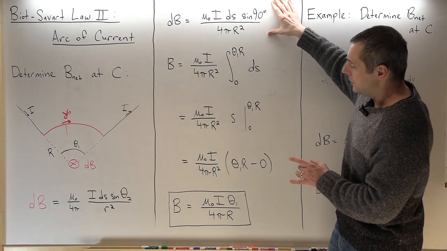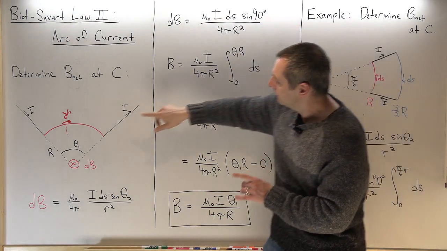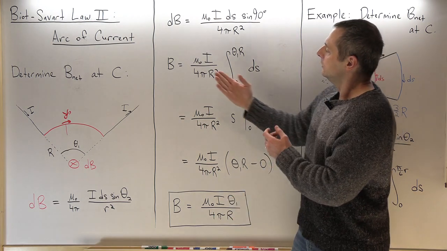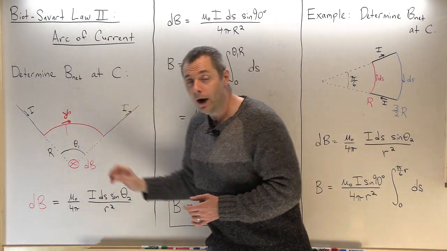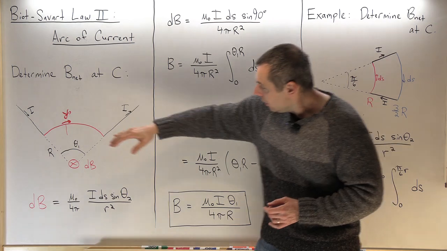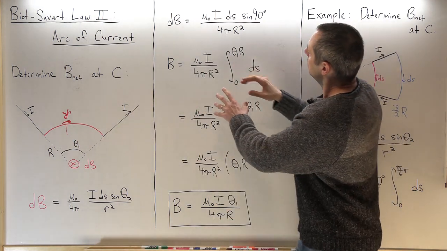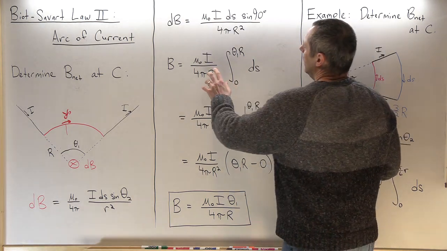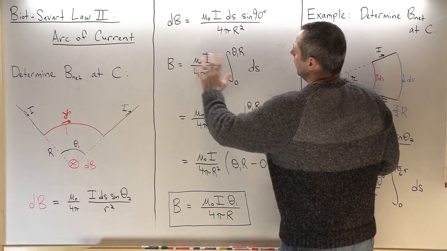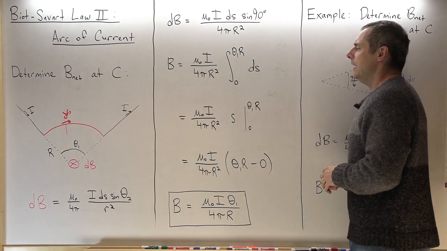Now that I have the expression for the dB, the magnetic field caused by this piece, next I need to find the B caused by the entire wire. So I have to add all the contributions. Well, that's the integral sign. I took all the constants out over here, the mu 0 I over 4 pi r squared, and the only thing that integrates is ds.